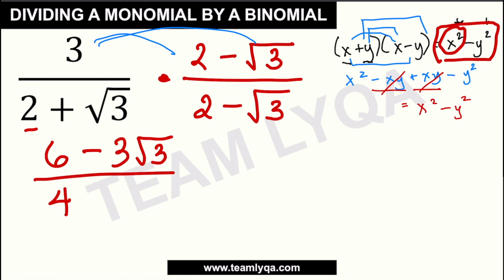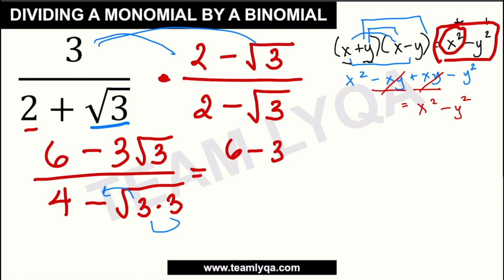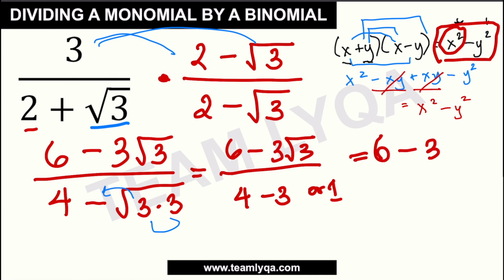Tapos next, ang gagawin lang natin is i-subtract natin yung y squared. Now, ano ba yung y squared? Ang y naman sa case na to is yung square root of 3. So, that would be square root of 3 times the square root of 3. So, this is going to give me 6 minus 3 square root of 3 all over 4 minus 3 or 1 na lang. Okay? So, dahil 1 na yung nasa ilalim, ang magiging final answer natin then would be 6 minus 3 square root of 3. Yan na yung ating tamang sagot.